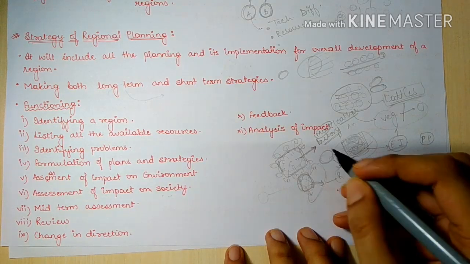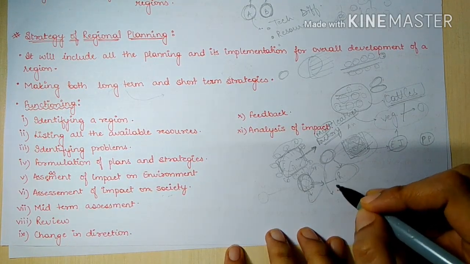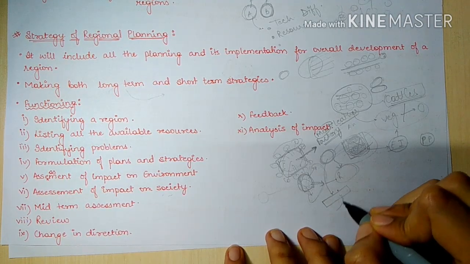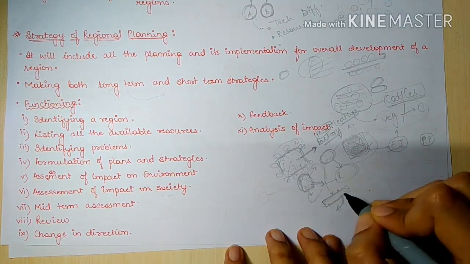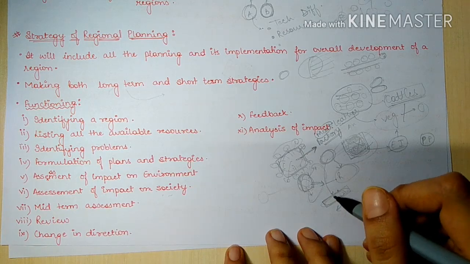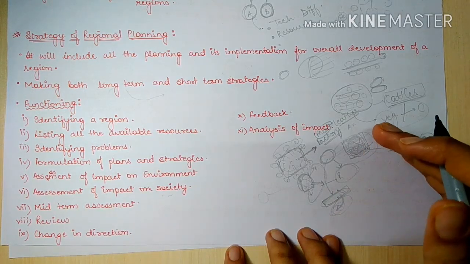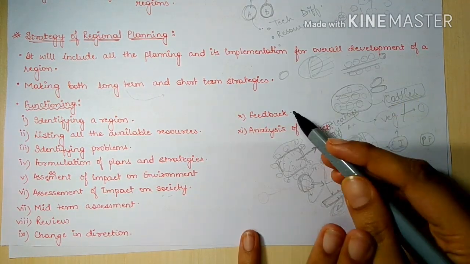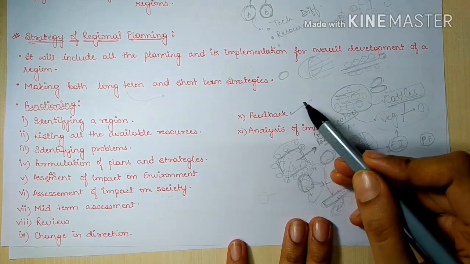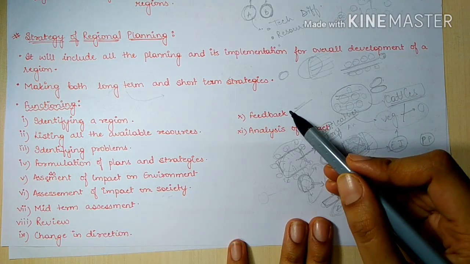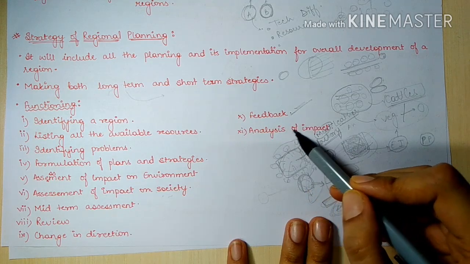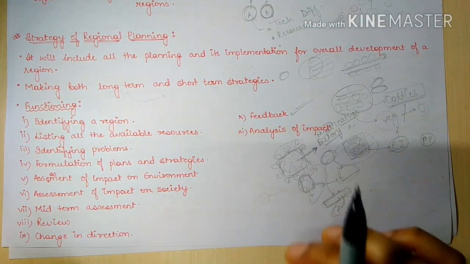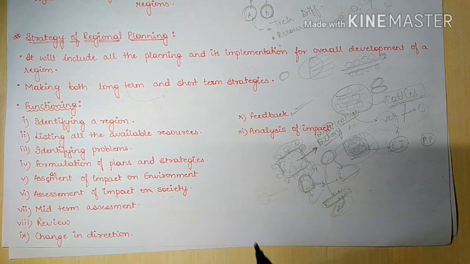The outcoming results should be according to the predetermined or experimental results. If they are not in pace or not according to the predetermined result, we have to change the direction. After the planning is successful and the results are coming according to the predetermined results, we have to take the feedback from the people living there, environmentalists and all. At last, we have to analyze the impact on the environment as well as society. So this is the whole process of the functioning of regional planning.